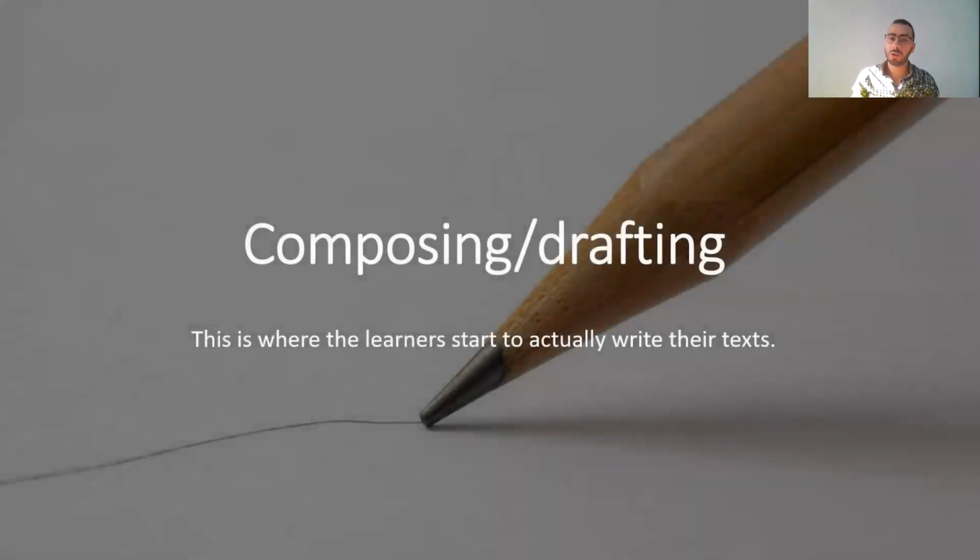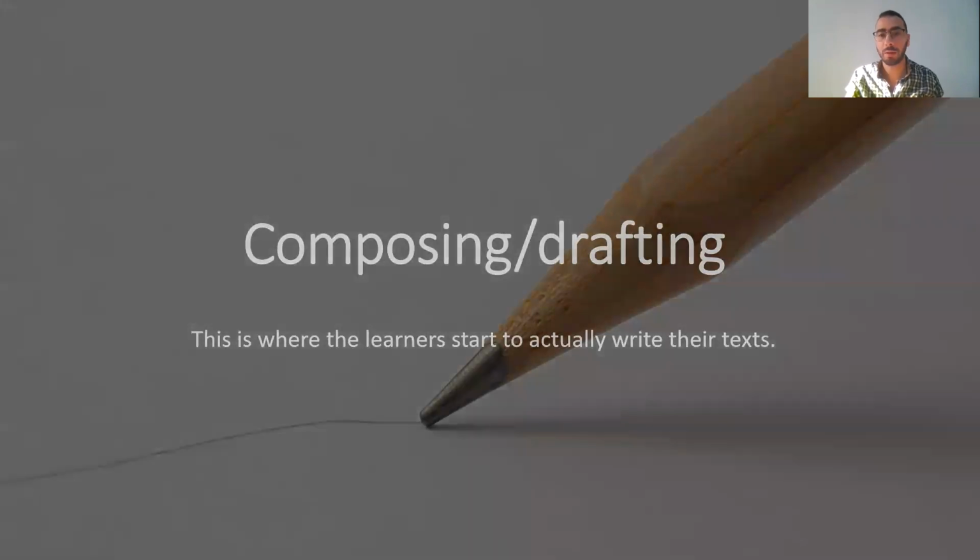Now, if we move to composing or drafting, this is actually where students start writing. So this can be another word that means writing. So students start writing their texts. And again, remember, in process writing, they do not have a model text to follow. So it will be purely their creativity and their own work.